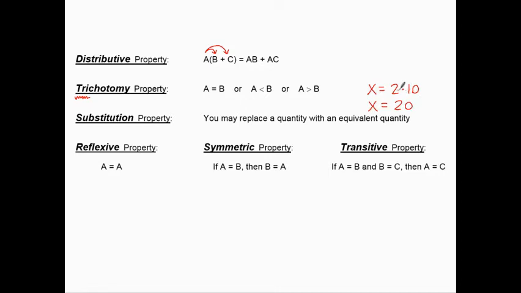It's not the multiplicative property, because the multiplicative property says I need to do multiplication to both sides of the equation. This is simple substitution. I'm replacing 2 times 10 with a 20, an equivalent number.